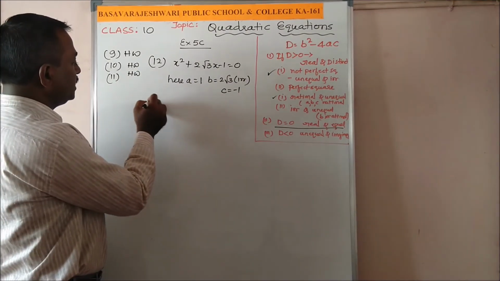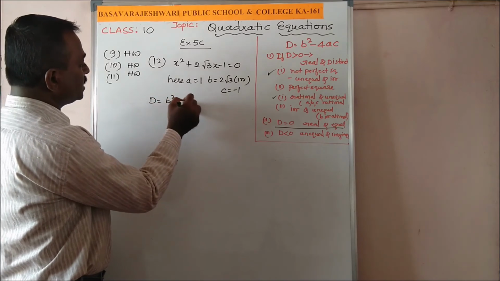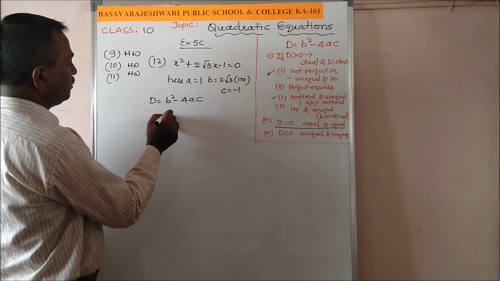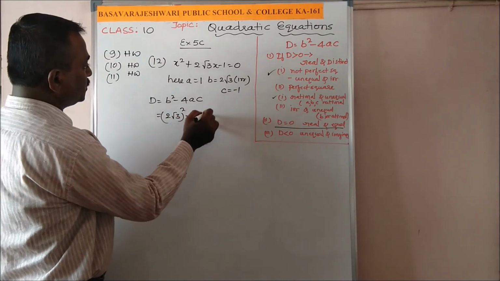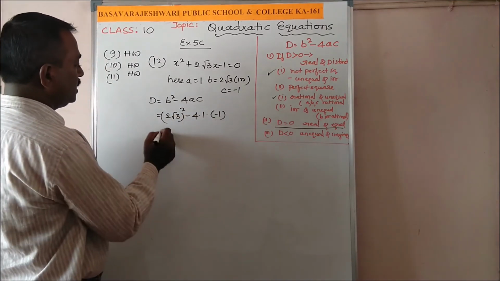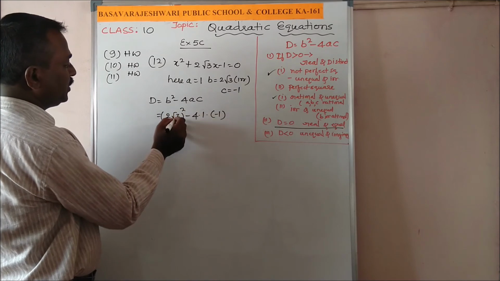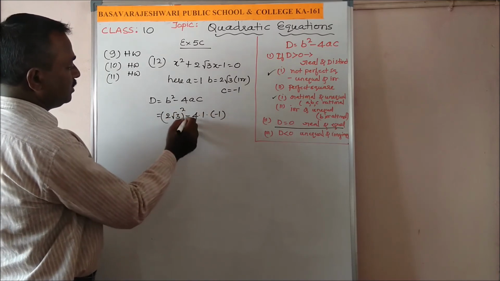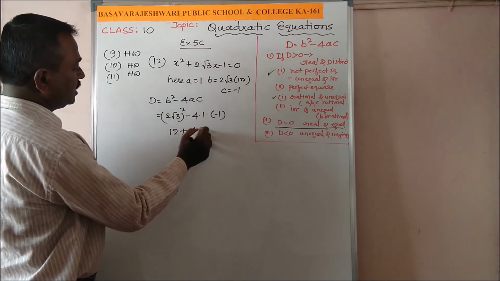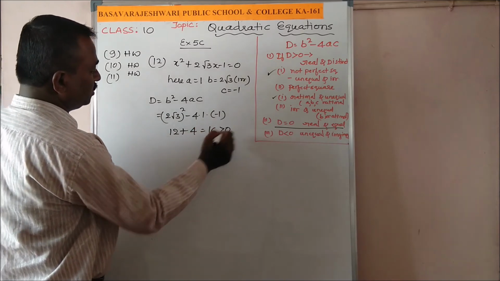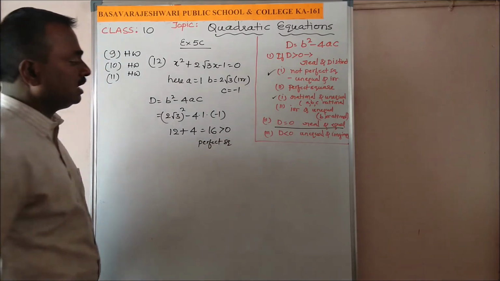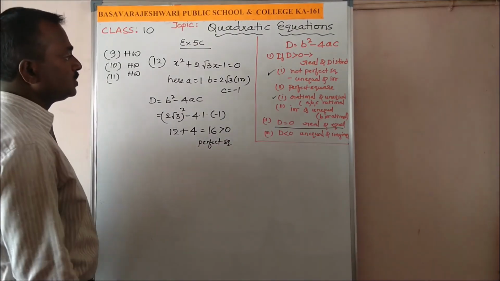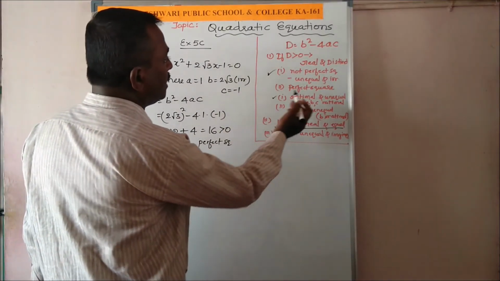What is the discriminant? D = b² − 4ac. b² means (2√3)² minus 4 into a, which is 1, into c, which is −1. So this is 2 squared is 4 into 3, 12. This is minus into minus plus 4. That is 16, greater than 0 and a perfect square.